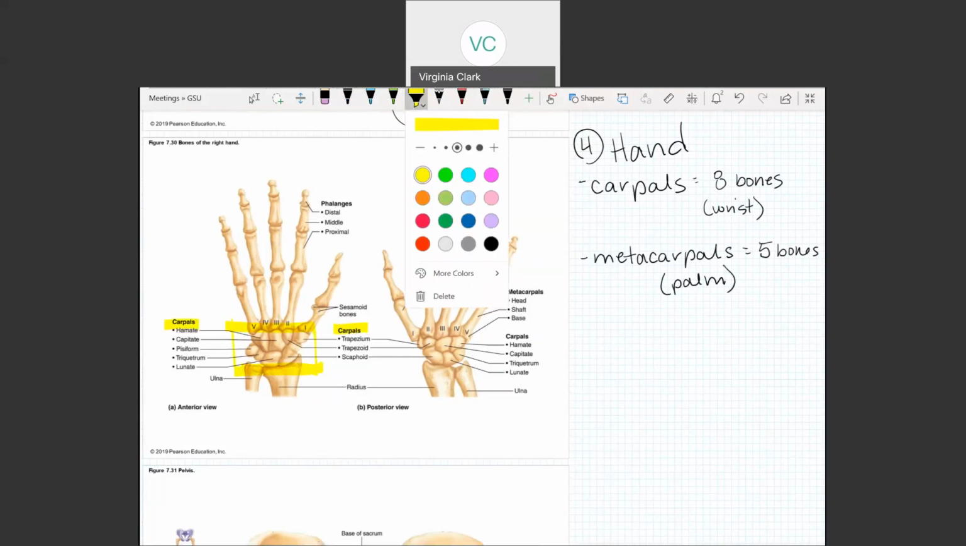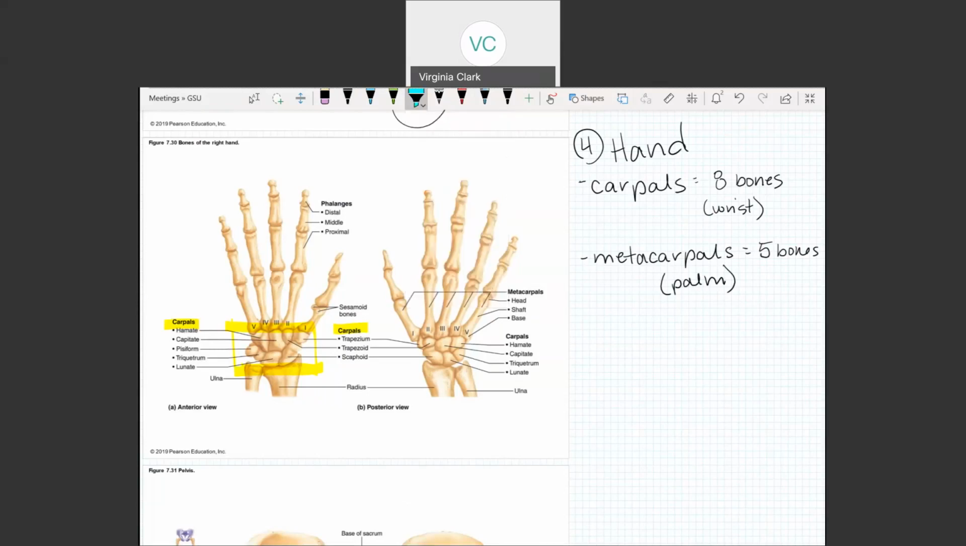So looking at this right here, these bones are your metacarpals. They are making up the palm of your hand. And then the next section is going to be your phalanges. There are going to be 14 bones, and these are going to be your fingers.